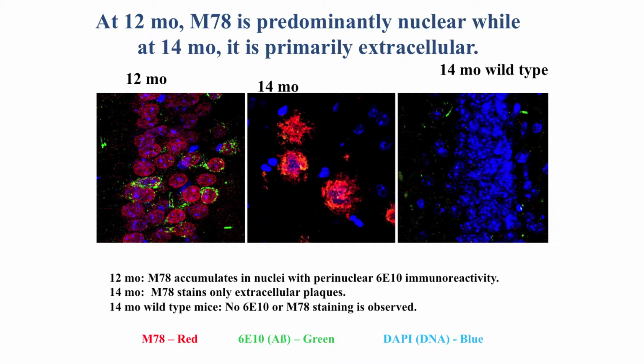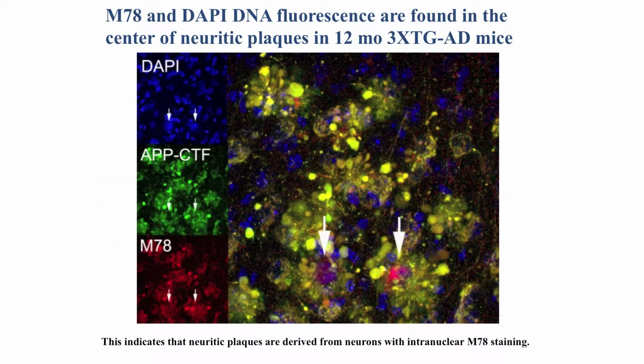Okay? So do you see the same? The question is, what happens between this time when it's inside the neuron and this time where it's outside the neuron? How does it get outside of the neuron into the extracellular space? And the way it does it is the neuron dies and degenerates and forms something called a neuritic plaque. So this shows the DNA staining. So these are neuritic plaques shown by this arrow.